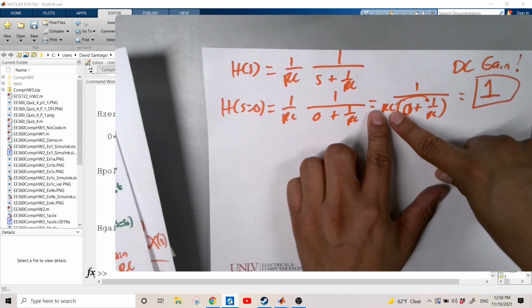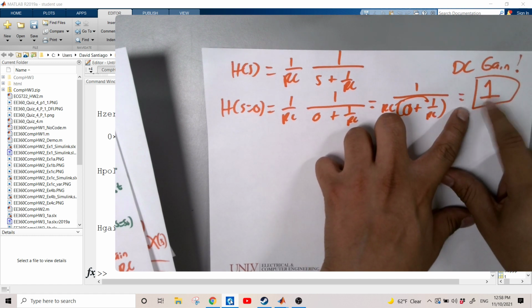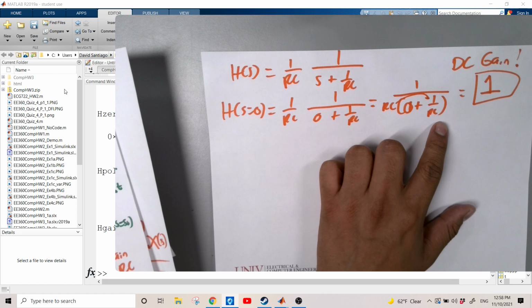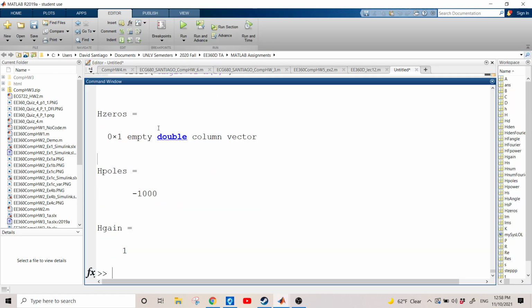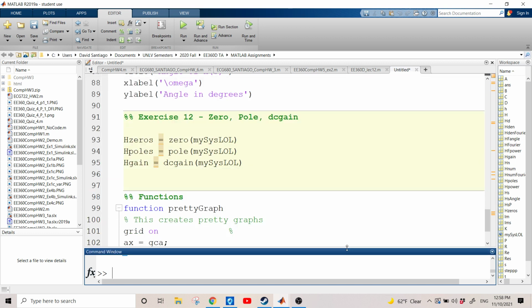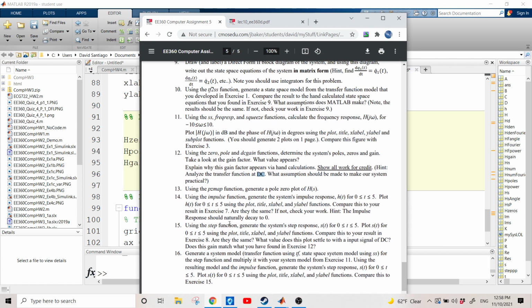And then, what's that? Our DC gain. Makes sense? Cool? All right. See, there's our pole. That's our gain. Gain of 1 volt. Cool? And then let's look at the next part. PZ map. Generate a pole-zero plot. All right, do you guys really want me to do this? Yeah. Okay, I got you. Copy.